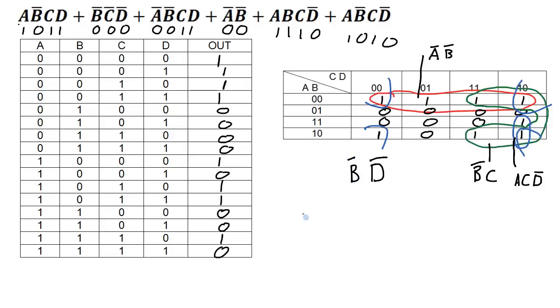Now I can combine these four product terms together: not B, not D, ORed with not A, not B, ORed with not B, C, ORed with A, C, not D. And that's the simplest expression that I can have for this beginning expression, and I didn't have to do any Boolean algebra to get there.